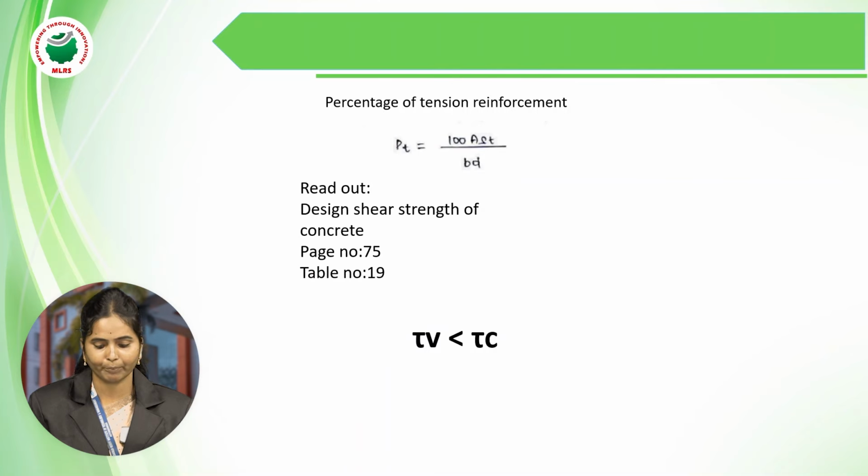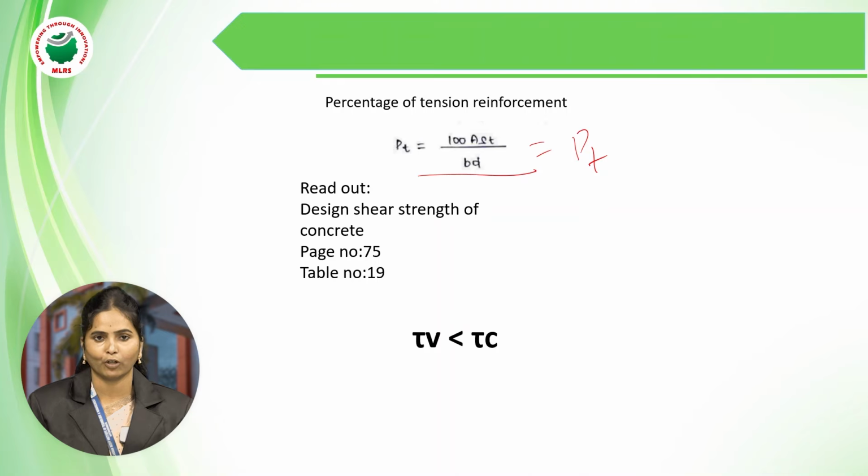Next, we need to find out the percentage of tension reinforcement. Percentage of tension reinforcement, pt is equal to 100 Ast by bd. This is present in the code book, table number 19 and page number 75. After the completion of pt, we can get its value. Next, we need to calculate tau c. We have to take the values from the code book, page number 75, table number 19.